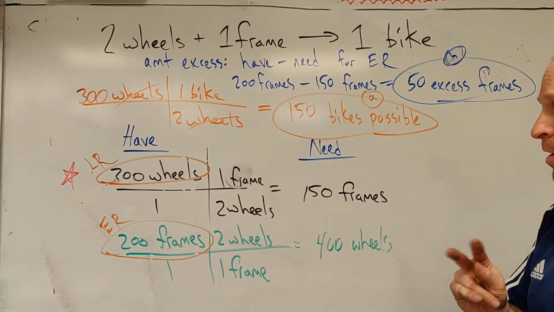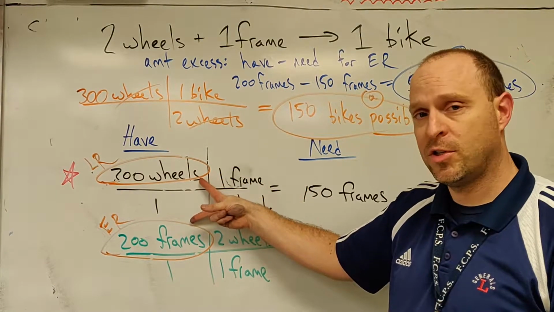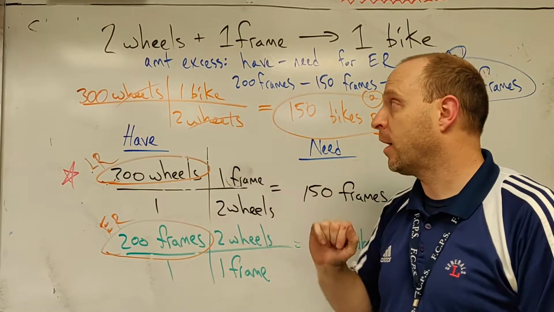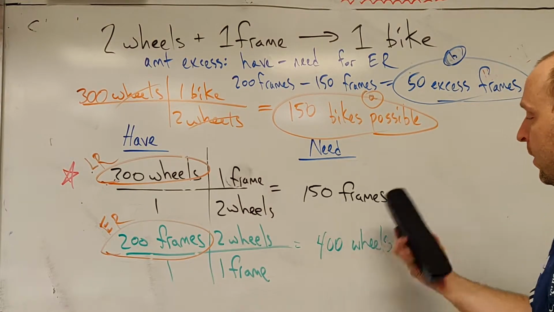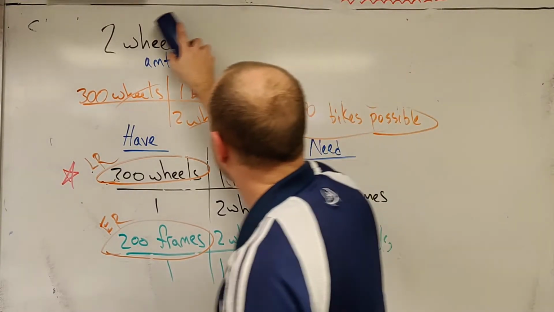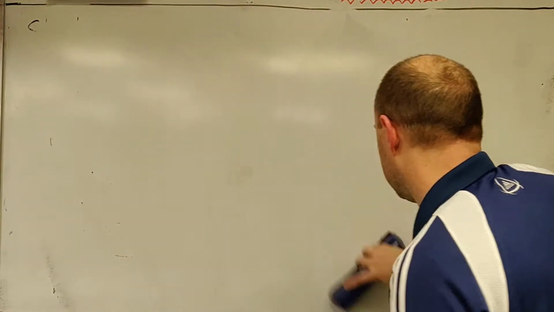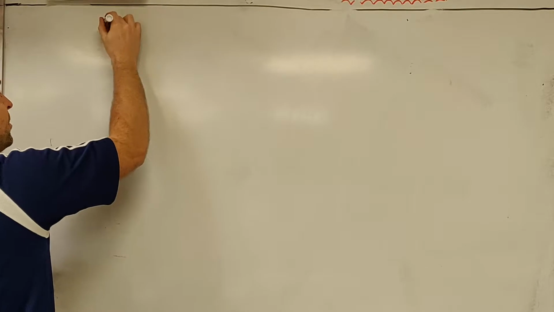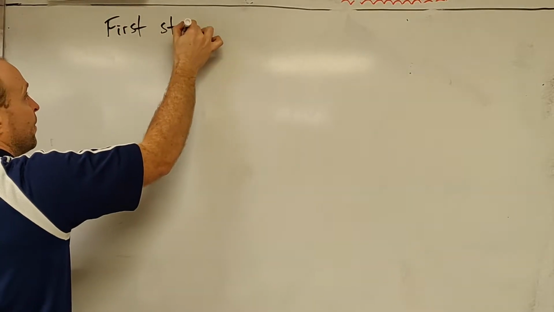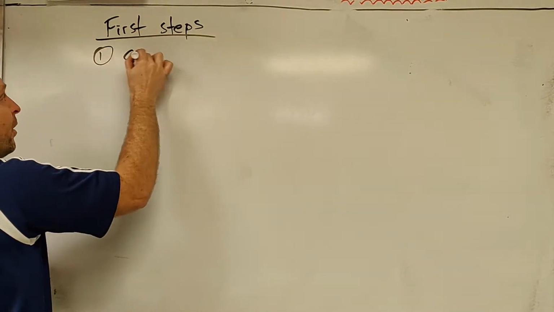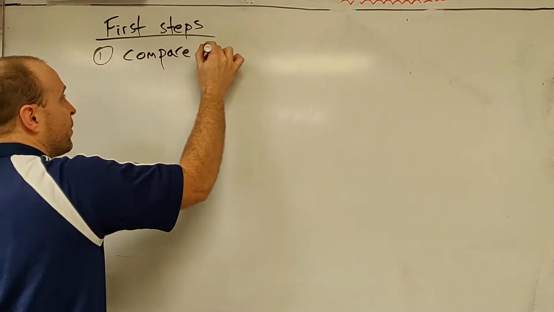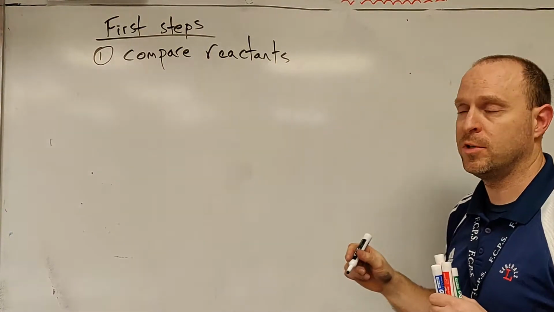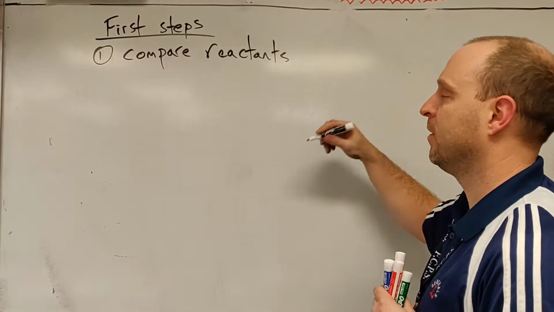So there were two primary steps there. Compare your reactants to each other to find the limiting and excess, and then compare the limiting reactant to your products to find out a theoretical yield. I think it wouldn't hurt to write that down. So our basic first steps, you're going to compare the reactants to each other. And the reason you're going to compare the reactants to each other is to find the limiting reactant and the excess reactant.